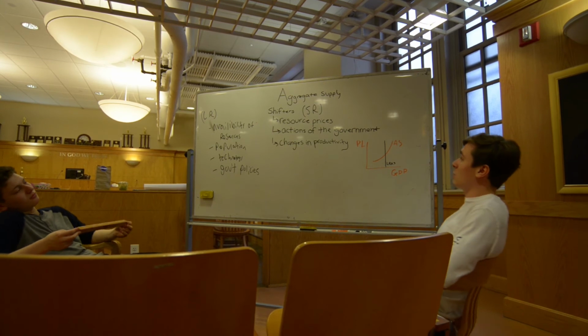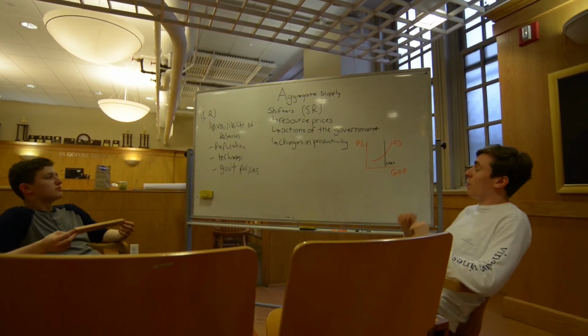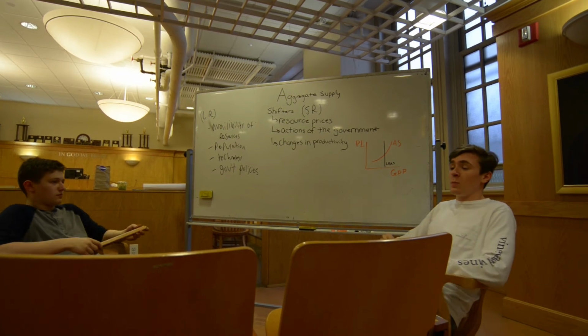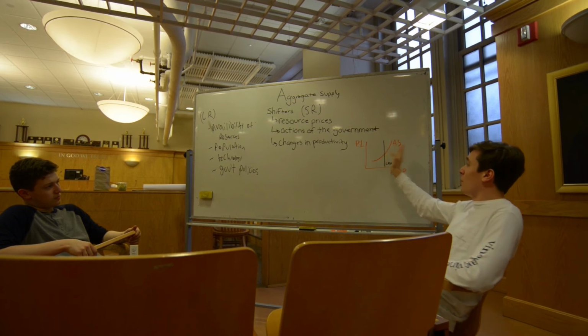And then you also have actions of the government. The government will give you a stipend, or agree to buy your goods at an increased rate. As a result, you can produce more goods because you have the money to produce more goods. So that increases aggregate supply, and it's going to move to the right.